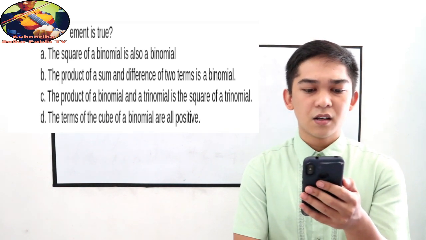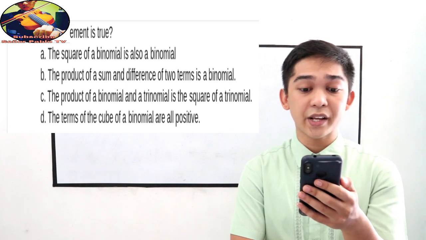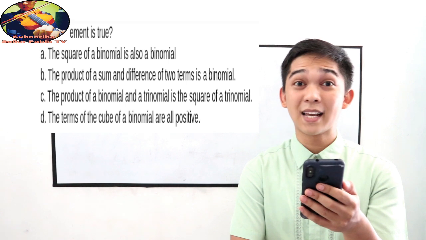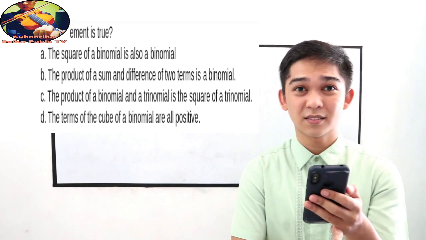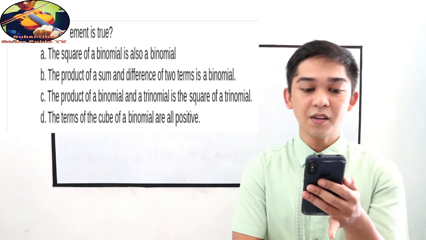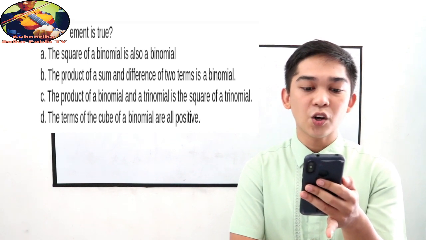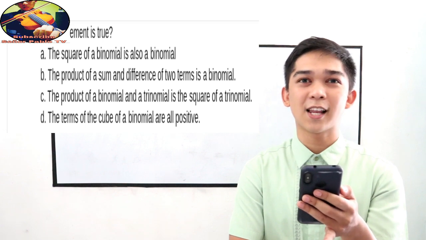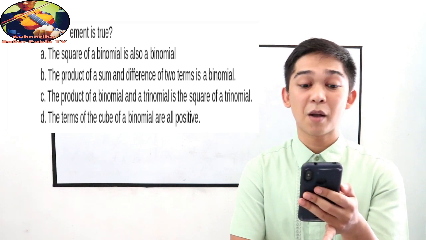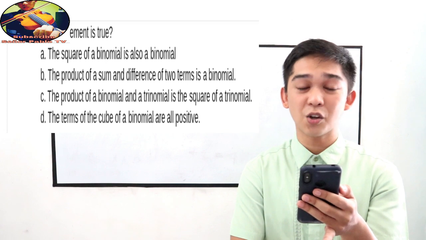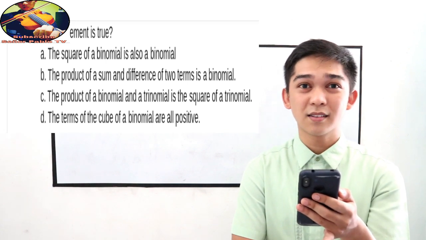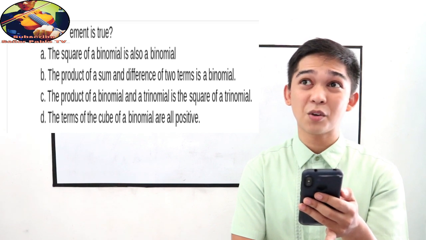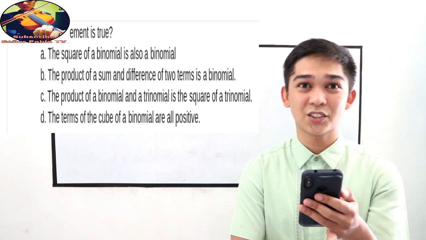Letter B, the product of a sum and difference of two terms is a binomial. Balikan natin mamaya yan. Medyo confusing. Letter C, the product of a binomial and a trinomial is the square of a trinomial. Kapag minultiply mo daw si binomial tsaka si trinomial, square of a trinomial ba? Mali din. Kasi ang square of a trinomial magiging 4 terms lang siya.